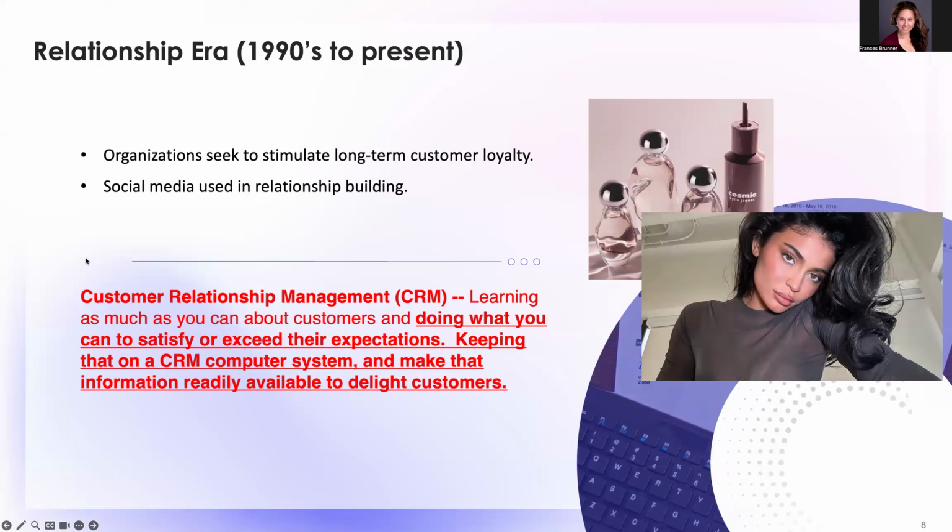The relationship era started in the 1990s and continues through the present day. So businesses are focusing more on having clients that keep coming back for their products and services. They're using social media, marketing influencers, and subscriptions in order to build an ongoing relationship with a customer.